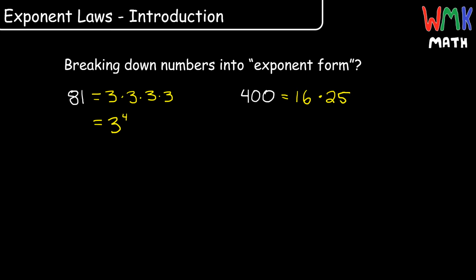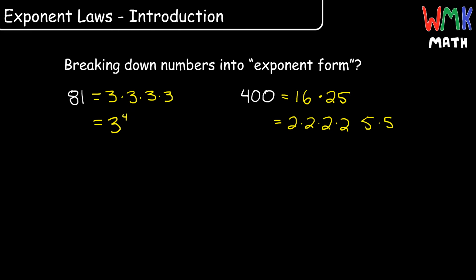Let's ask ourselves, is 16 a prime factorization? No. How can we break down 16? 16 can be written as 2 times 2 times 2 times 2. Similarly, 25 is not a prime factorization. In fact, it's not prime. We can break down 25 into 5 times 5.